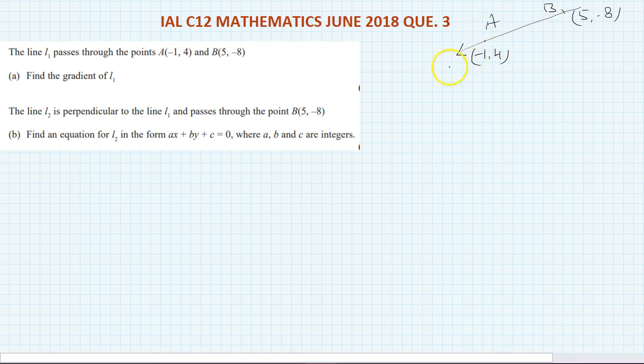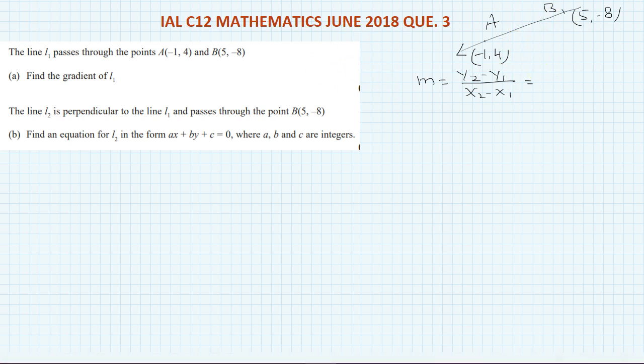So we know the gradient of a line is m is equal to y2 minus y1 over x2 minus x1. This is the formula for the gradient. If it is a curve, the formula is dy over dx. Generally we take this formula, but not for this case, because this is a line and not a curve.